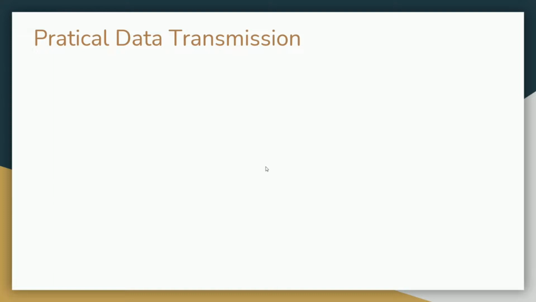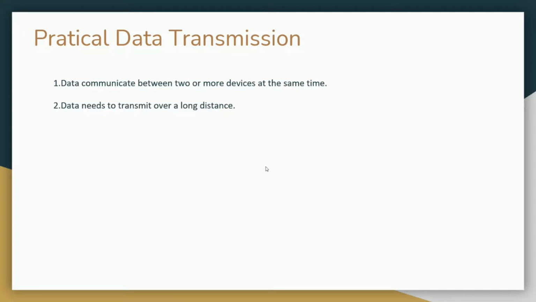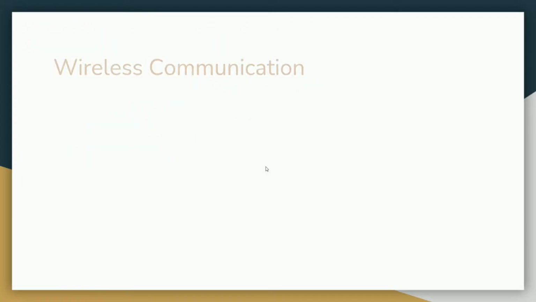Practical data transmission. For a real-life approach, data communicates between two or more devices at the same time. Next, data needs to be transmitted over a long distance to allow people to share information around the globe. Then, data should maintain the highest data rate to prevent noise interference. Lastly, digital signals need to be converted into analog signals to transmit in different bands. Therefore, wireless communication is important for people nowadays.